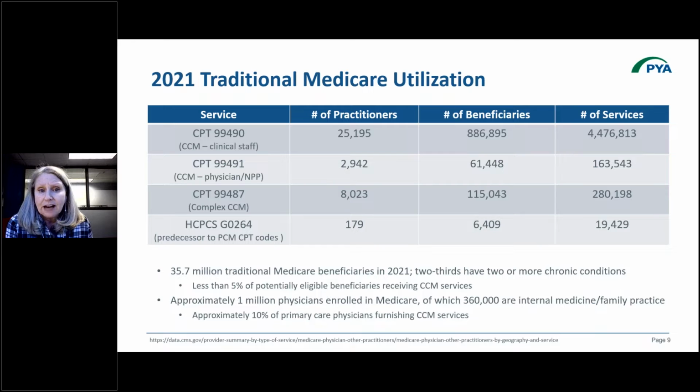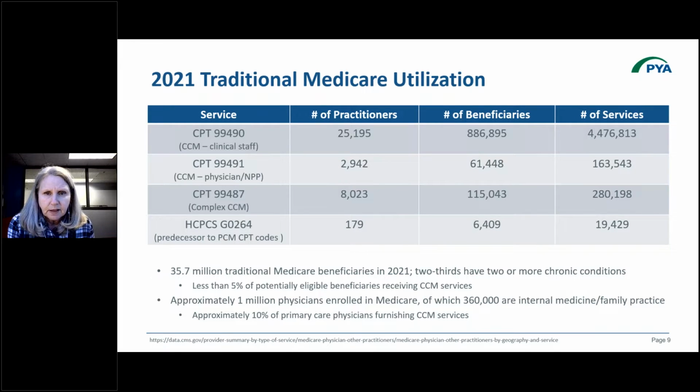Then if you look at the number of practitioners who are furnishing these services, it is also small as compared to the total population. There are about 1 million physicians enrolled in Medicare. Of those, about 360,000 are traditional primary care providers, family practice or internal medicine. And what you see from these numbers, only about 10% of primary care physicians are furnishing CCM services today, or not today, in 2021, I apologize for that. So there's still a long way to go in adoption and implementation of these services.